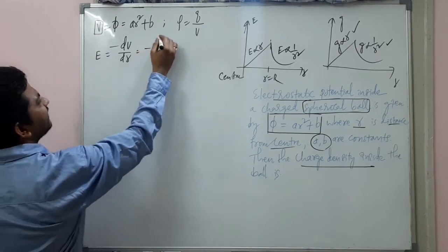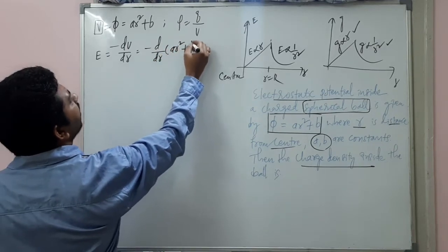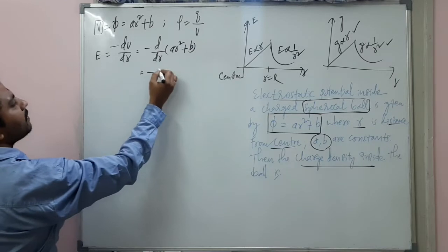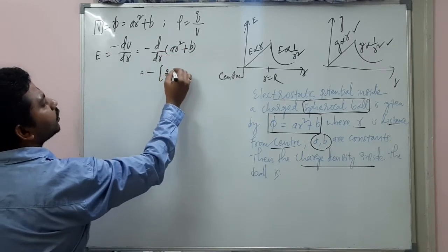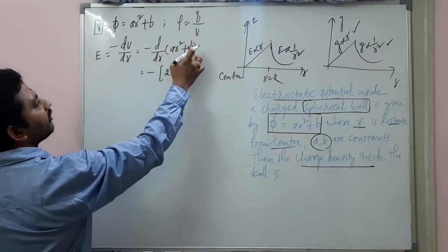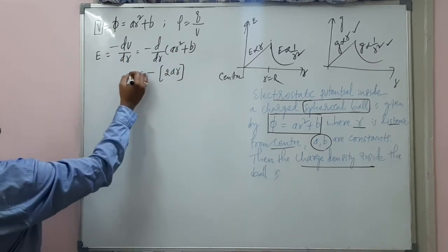So E is minus d by dr of V. V is A r square plus B. So this is minus d by dr of A r square, that is 2Ar, and d by dr of B is 0. So you have the electric field.